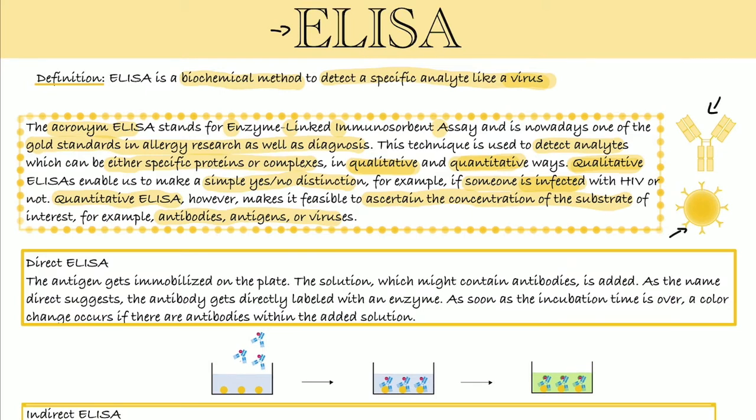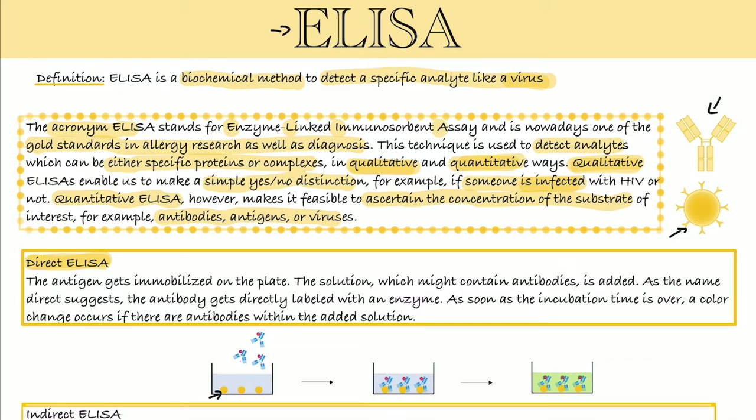Now we want to talk about 4 types of ELISA: direct, indirect, sandwich, and competitive ELISA. Let's start with the direct ELISA, as it's the easiest one to understand. First, we immobilize the antigen on the plate.